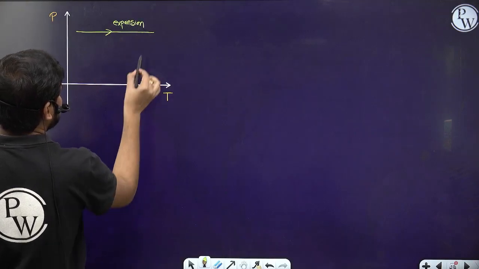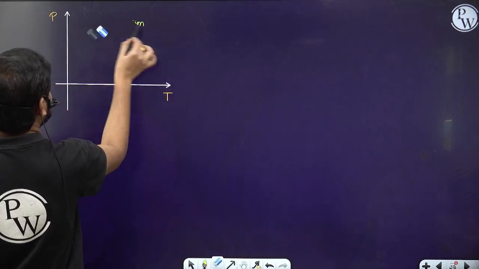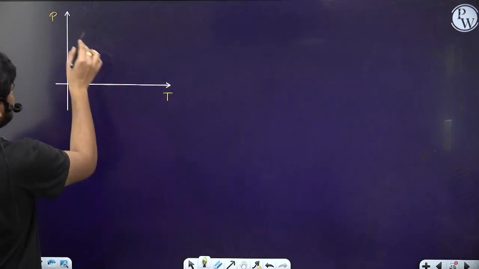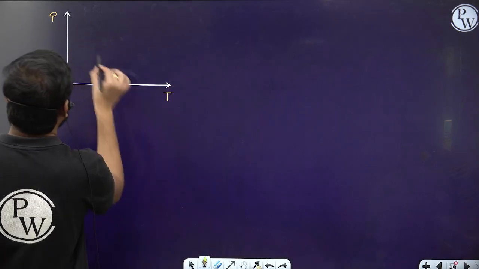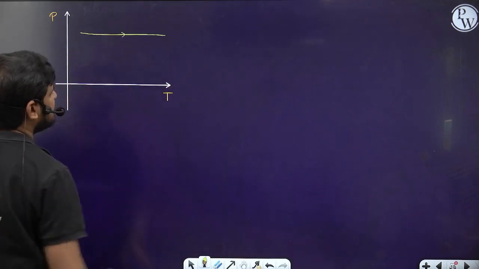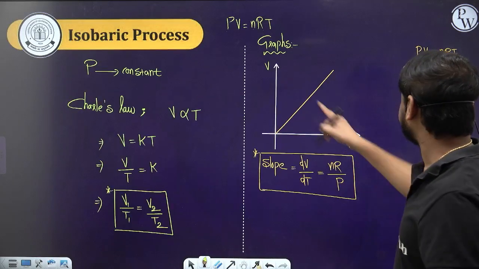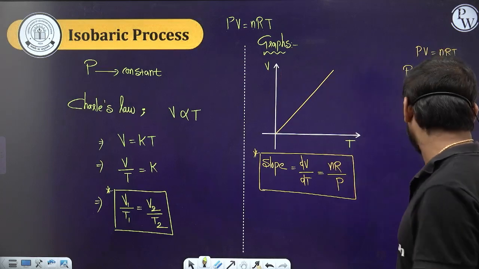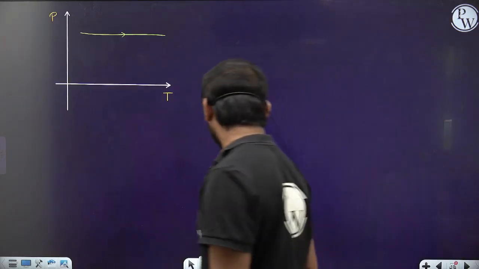Here the pressure is constant, which means the pressure will not change with respect to the temperature. So the pressure is going to be constant like this. This is a P versus T curve. The VT curve we have seen, and the PT curve we have seen. Let's see the PV curve also.